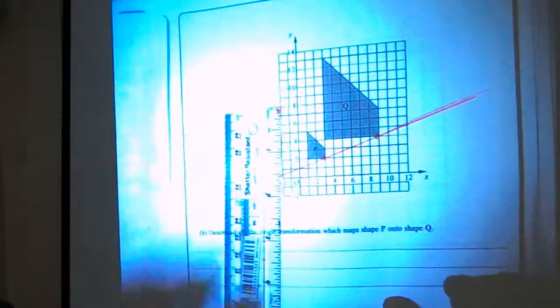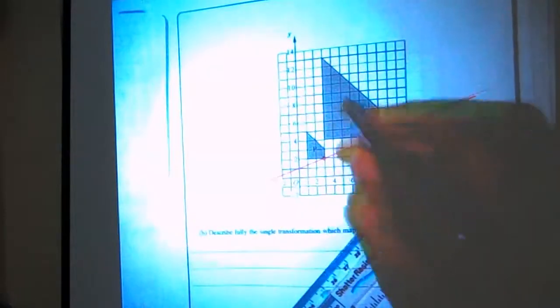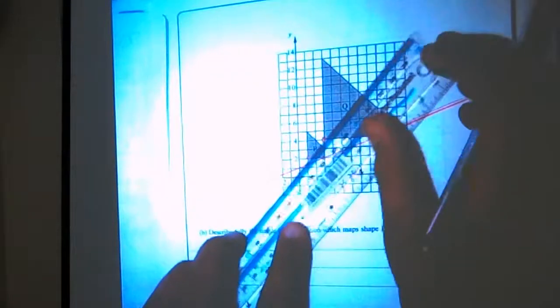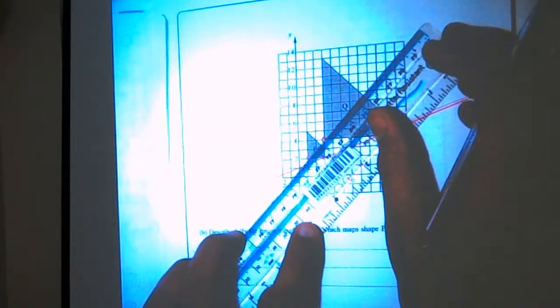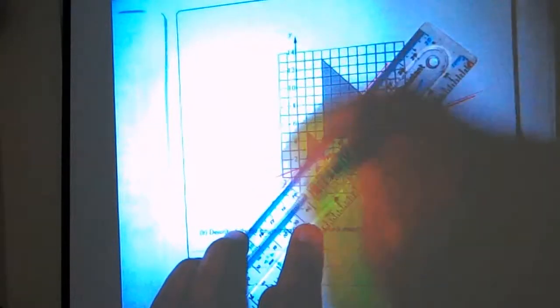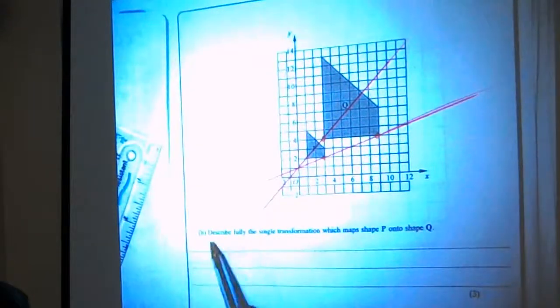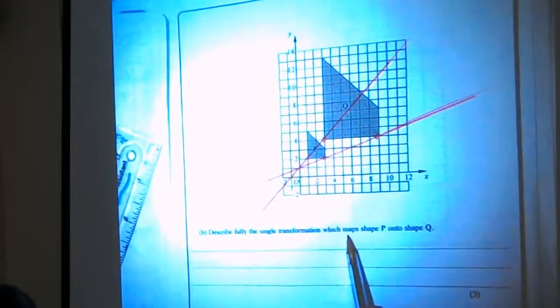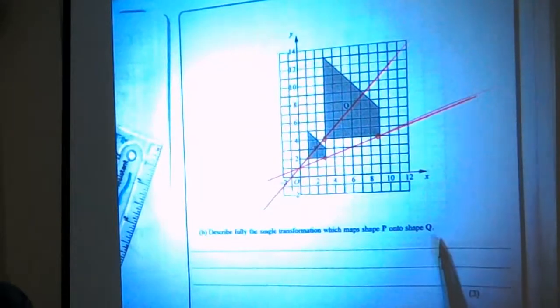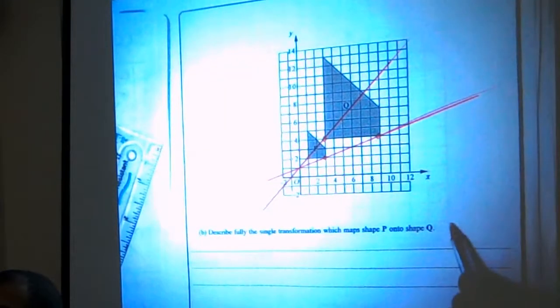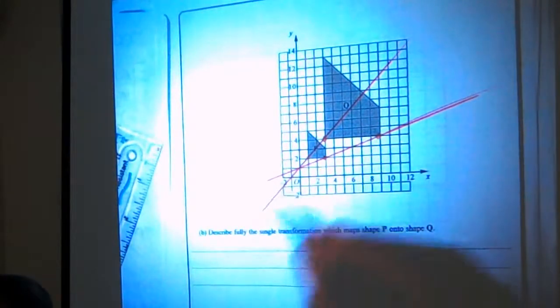I'm doing mine in red, please do yours in pencil. Okay. And then I'm going to join these 2 points up, please. Look at my 2 corners there. I'm going to join them up as well. Nice and big lines. So, describe fully the single transformation which maps P onto Q. So P is your original, Q is enlarged. Now we don't need to measure the distances, we just need to measure on the lines.